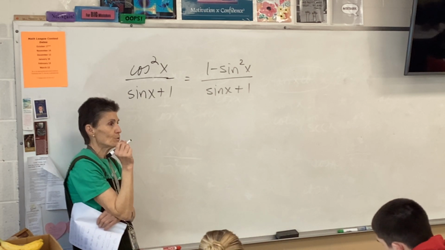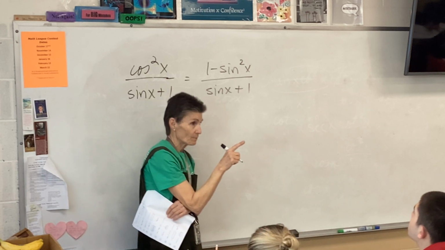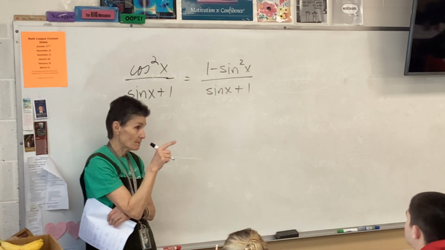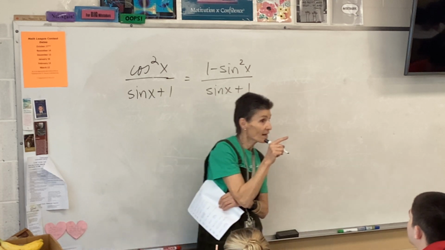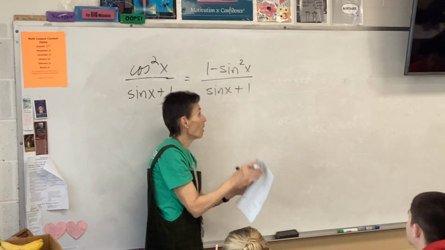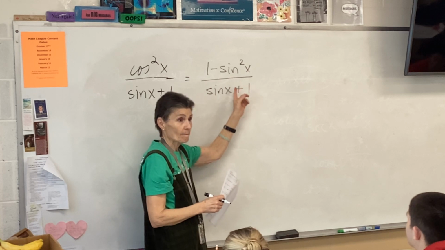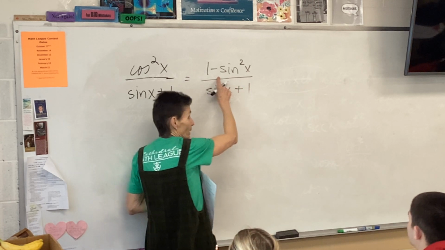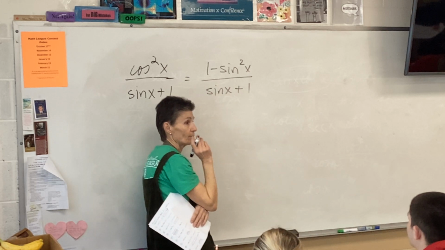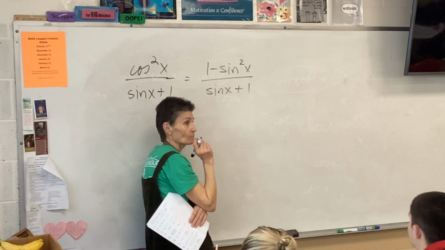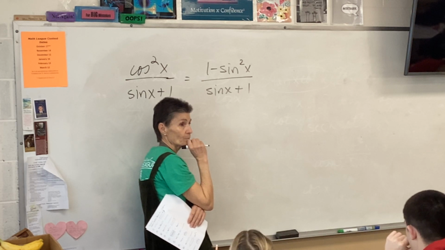Mrs. Ford, why would you do that? What is my objective? To simplify. And if I'm going to simplify, I need to be able to cancel. And the only way I can cancel is if things match. So now, I still can't cancel, but at least I have sines. Alright, look at your numerator. What is special about 1 minus sine squared? We've done it. First problem we did today and one that we did yesterday.